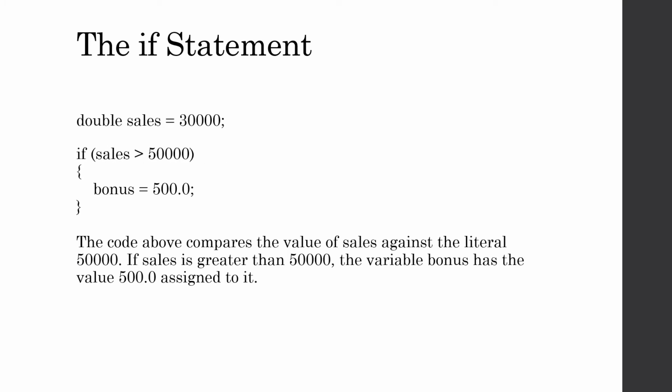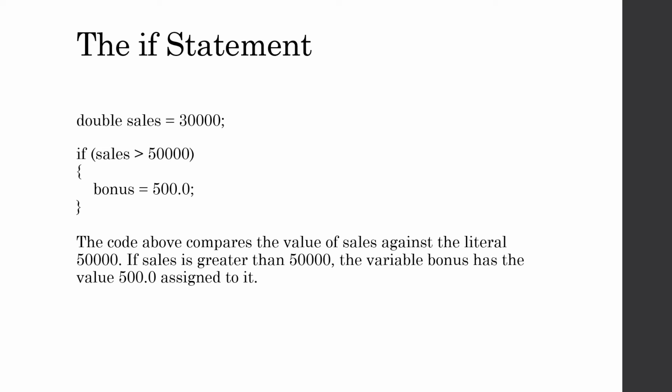We can see an example here where we are declaring a double called sales. This is going to be equal to 30,000. Then we have our if statement, and inside of that we're doing a comparison: sales greater than 50,000. If we read off the entire line, we're saying if the sales are greater than 50,000, then we will go ahead and execute whatever is inside the body of that if block, so everything between those curly braces.